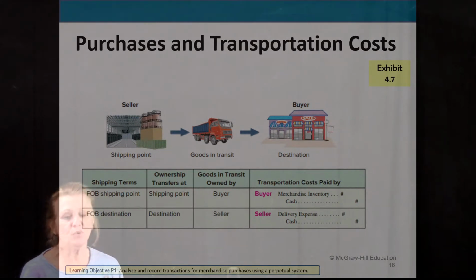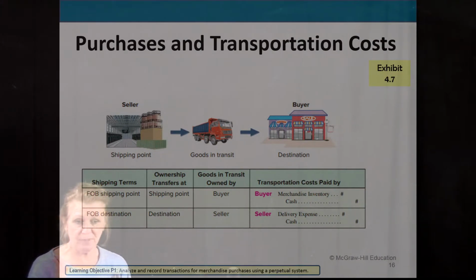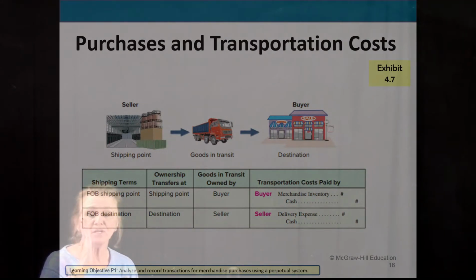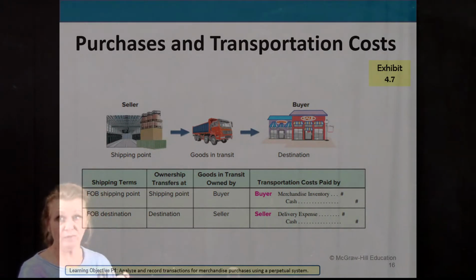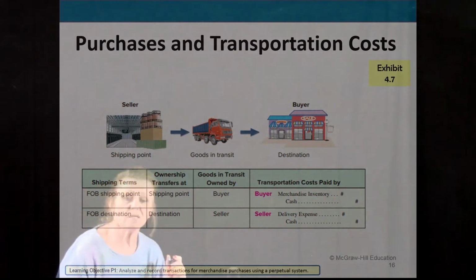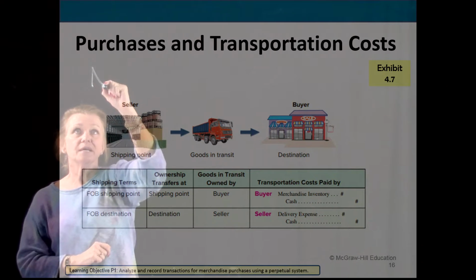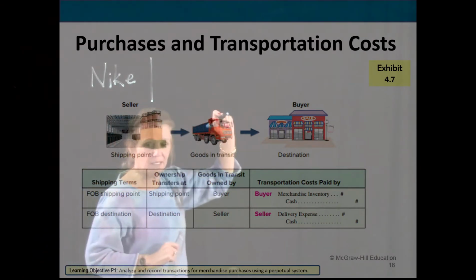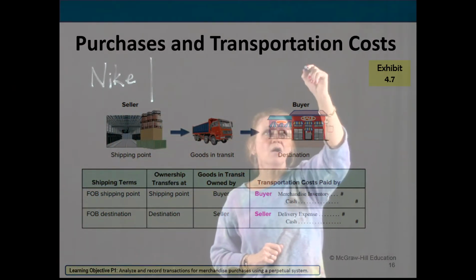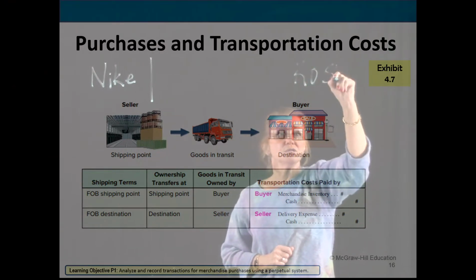So FOB shipping point means that you as the merchandiser pay for the shipping. You paid for it from the point it was shipped to you. And the goods in transit are owned by the buyer, by us, and the transportation costs were paid by the buyer. If it's FOB destination, it means that the seller or supplier pays for the shipping and owns the merchandise until it gets to you. So I'm going to give you a little example. Let's go back to tennis shoes, and Nike is our supplier, and this is their shipping point, and we are KO Shoes.